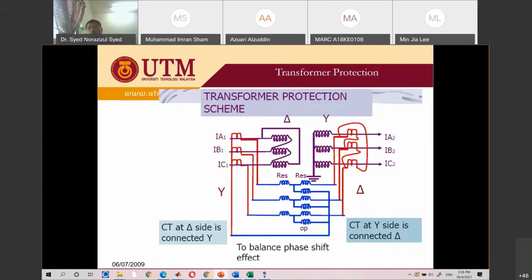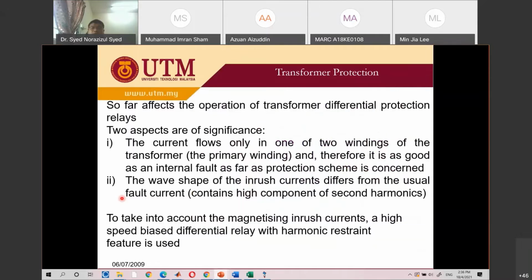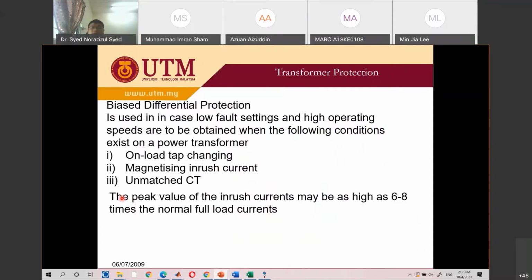Same goes with the CT ratio. You can see that the CT ratio at the HV side, for example for a step-down transformer, the HV part will have less current and the LV part will have higher current. So how to choose the CT ratio is very crucial, to make sure that the error at the secondary part is less. Okay, so this is the example.